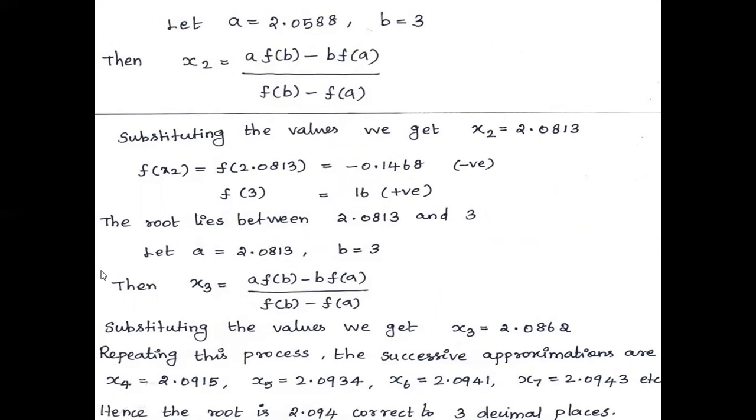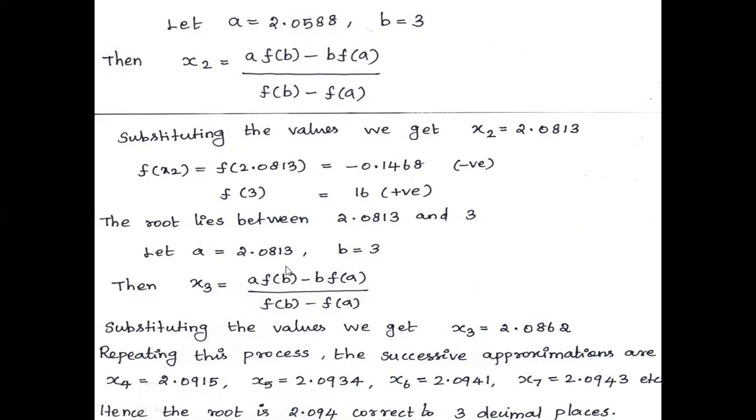So you have to do the third approximation. For that you have to consider f of x2. F of x2 value is a negative value, so therefore consider 2.0813 and f of 3 that is 16 is the positive value. Therefore the root lies between 2.0813 and 3. So we have to consider always a positive with a negative value. So a value is 2.0813, b value is 3.